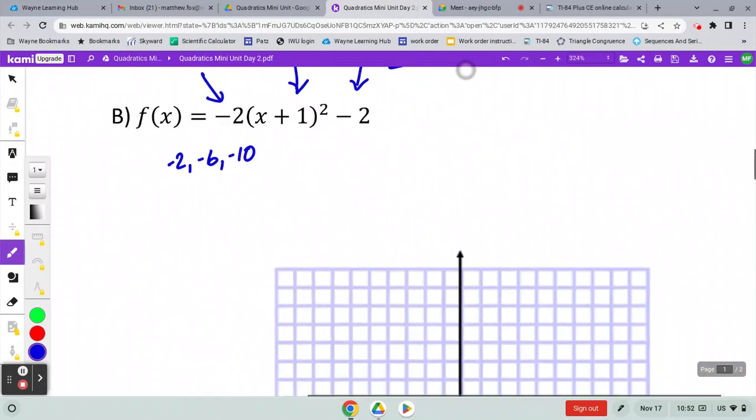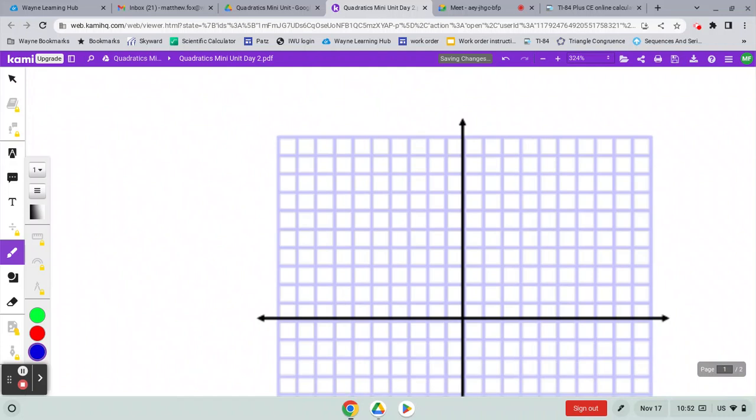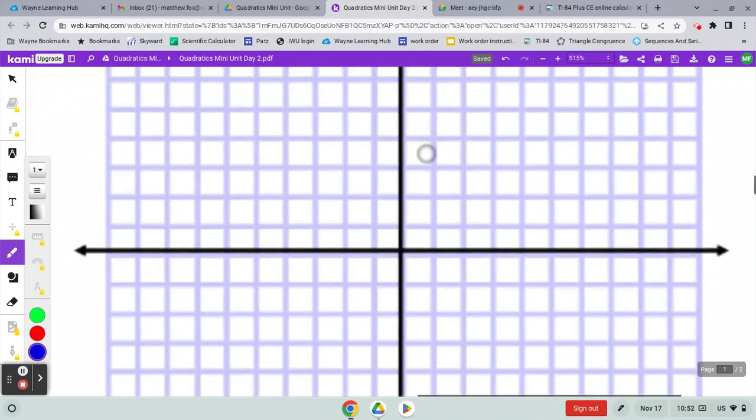Okay, so where is my vertex at? -1, -2. Okay, good. And what will it be, a min or a max? Max.